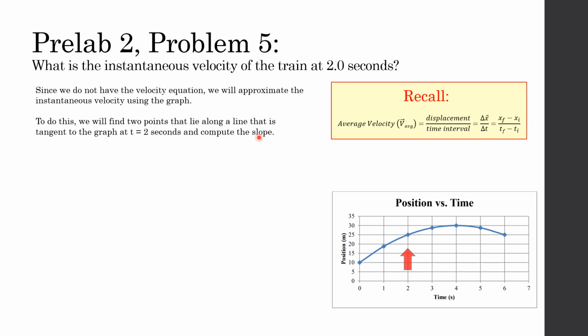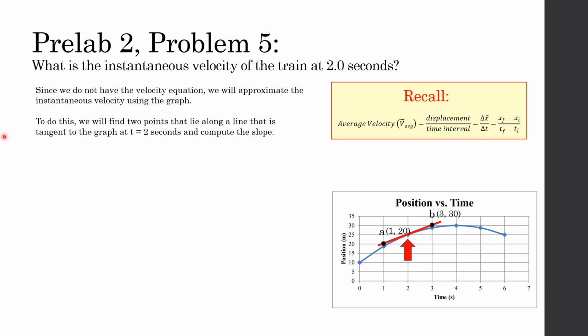Okay, so first we want to find t equal to 2 seconds on the graph. Then we want to draw a line that's tangent to it. Then we want to find 2 points that lie along that tangent line. And then we want to figure out what the values are associated with those 2 points. So let's call one of the points A, at approximately 1, 20, and the other point B, at approximately 3, 30.